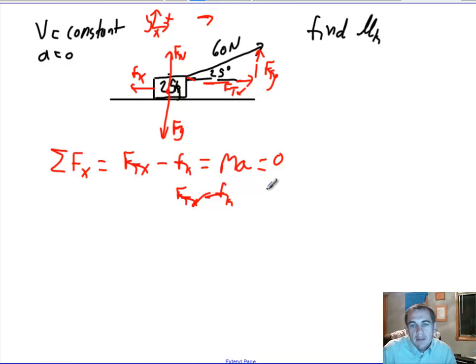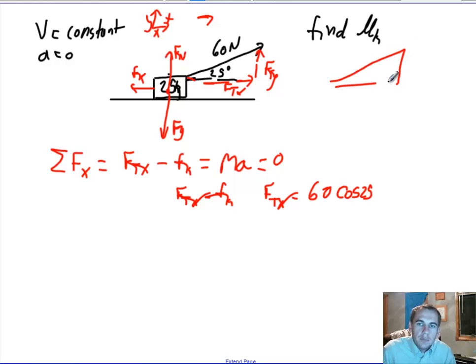Okay. I'm stuck there, though. I can find Ft. Okay, I guess I can. I'm not stuck. Ftx equals 60 times the cosine of 25, right? And that's because we're looking at a right triangle. We know this side is 60 newtons. We know this angle is 25 degrees. We want this side right here. This is the x side. And so cosine 25 is adjacent over hypotenuse. And so multiplying by 60 gets me x. So I got Ftx, 60 cosine 25.